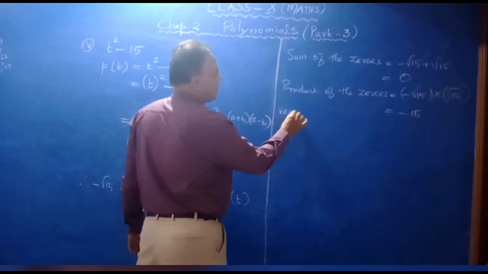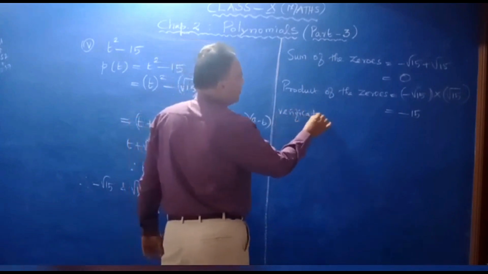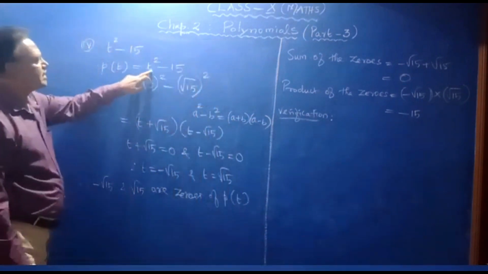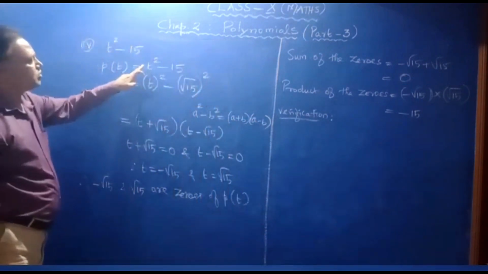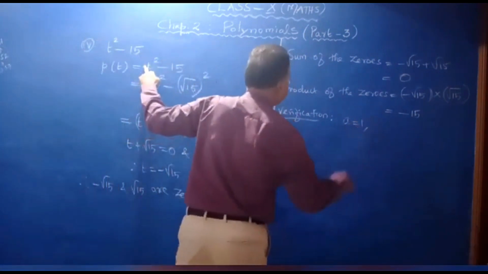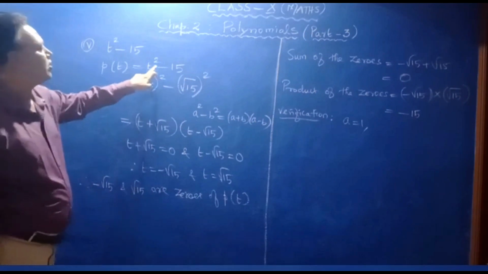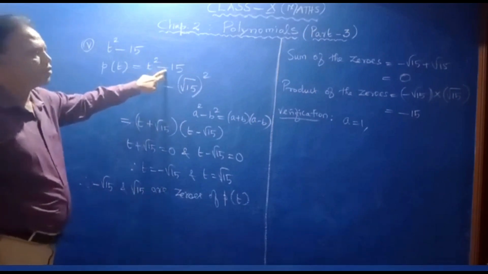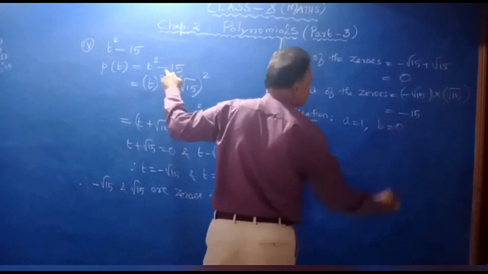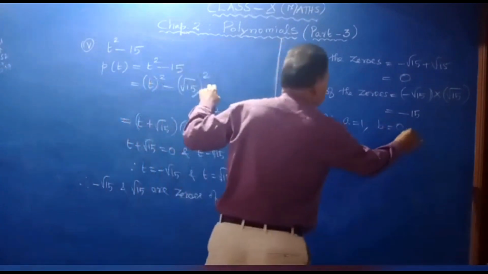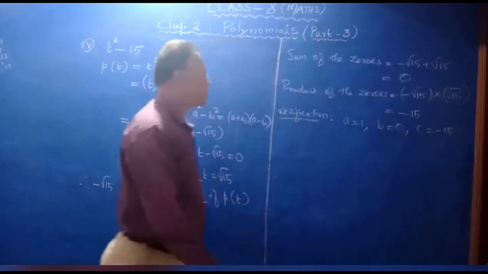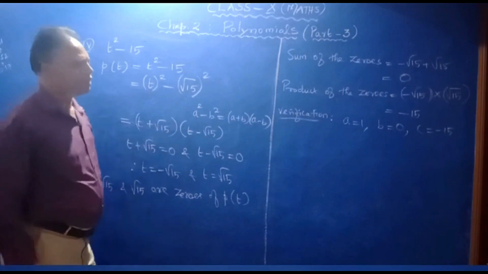Now verification. Do the verification by using coefficients. So take the coefficients. The t squared coefficient is a, that is 1. a is nothing but the t squared coefficient. Now here there is no t term, so b, the coefficient of t, is 0. Then what is the constant term? Which sign do you take? Minus 15. The constant term, that is c, is minus 15.